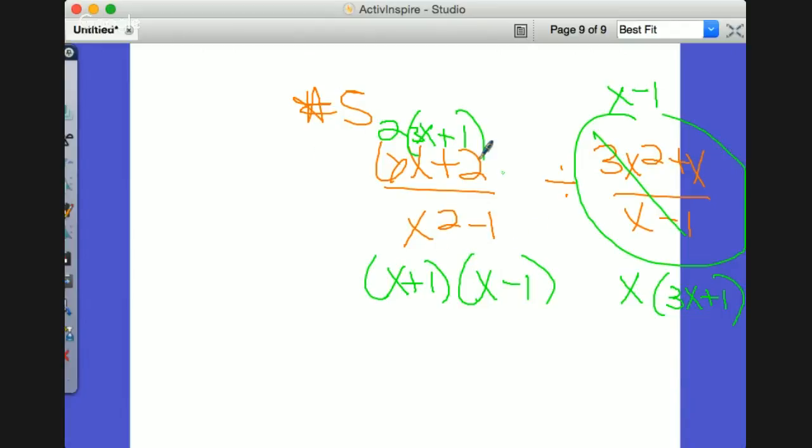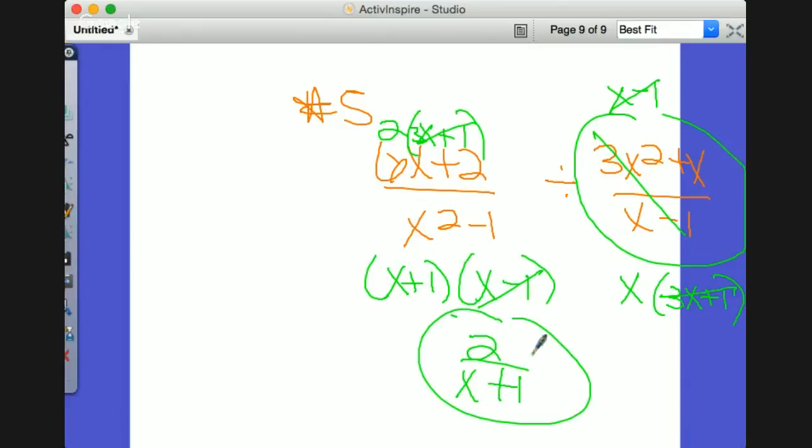2 times x plus 1. So cross out 3x plus 1 and cross off x minus 1. What would be my answer? Where'd you get x minus 1? There's one on the top right and one that should be on the bottom left. I'm saying the ones we canceled out. To leave me with 2 over x plus 1.